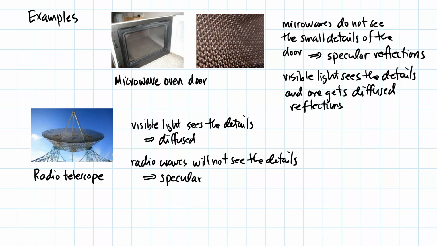Our primary concern as we move forward now is that we're only going to be dealing with specular reflection from smooth surfaces, such as glass, water, metal. So from now on, we only talk about specular reflection.